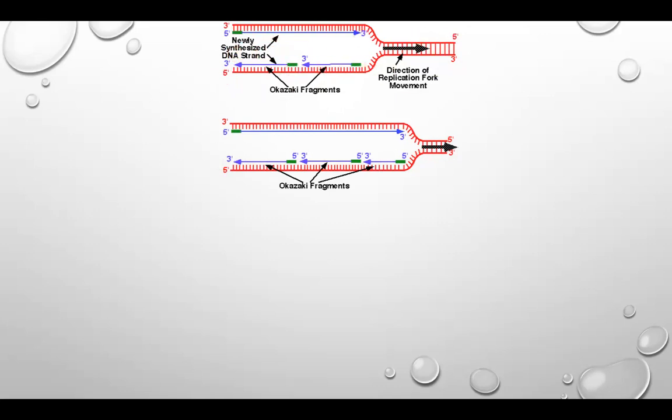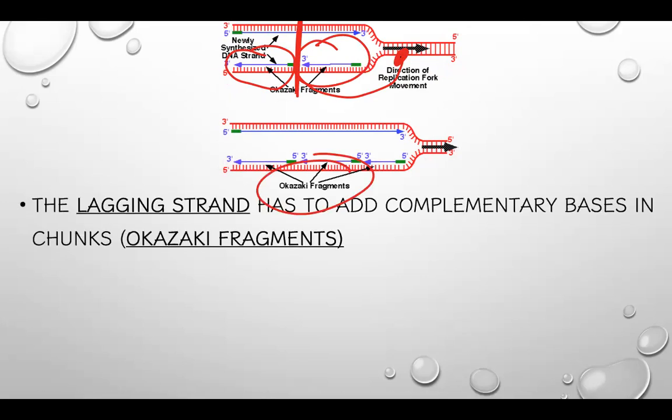So if you only unzip up to here, then you can add this section, but you have to wait for helicase to get up here before you can add this section. So you end up adding the bases to the lagging strand in chunks called Okazaki fragments.